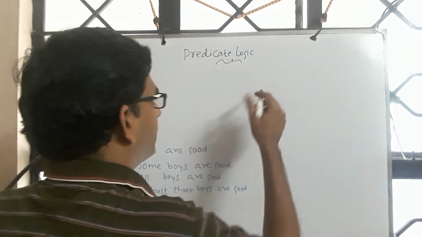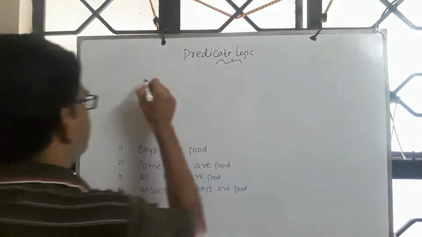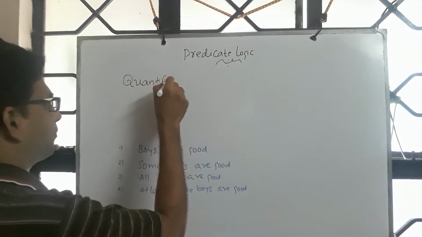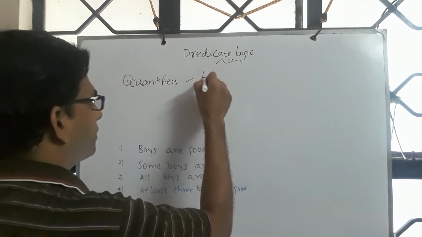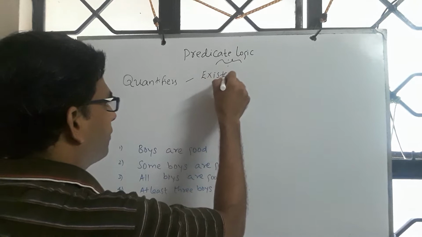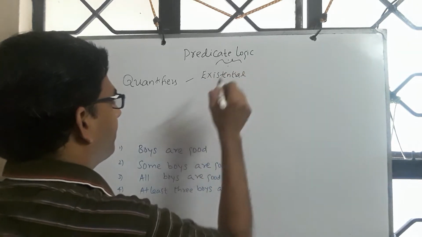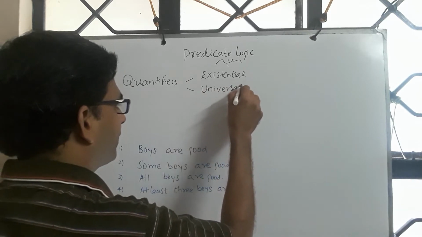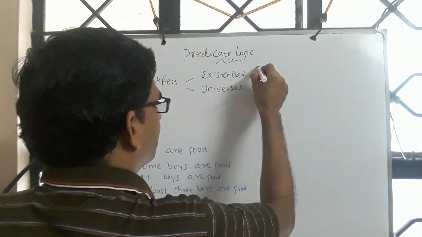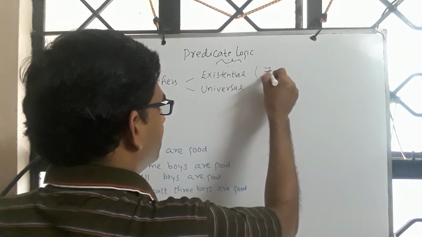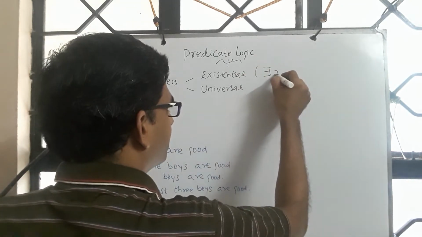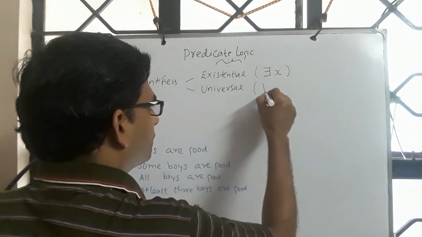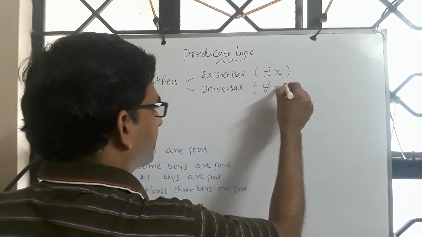So we talk about two quantifiers. One is the existential quantifier. The other one is the universal quantifier. The notation is: we say there exists x. This notation is for all x.